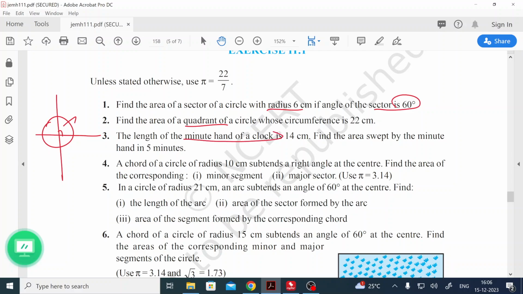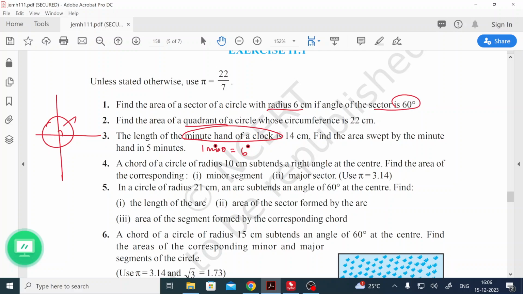Minute hand, if they are given, what is the angle? 1 minute equal to what is the angle? 1 minute equal to 6 degree. You should not forget: 1 minute equal to 6 degree.